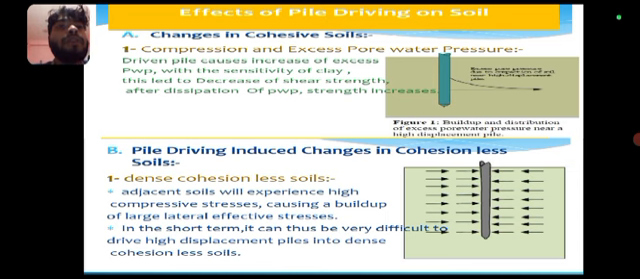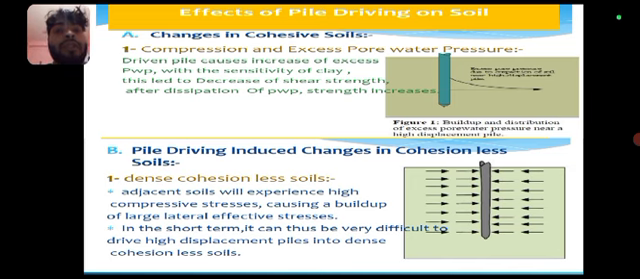After that, effects of pile driving on soil: changes in cohesive soils, compressive and excess pore water pressure. Driven pile causes increases of excess PWP with the sensitivity of clay. This leads to decrease of shear strength; after dissipation of PWP, strength increases. This is a figure of the buildup and distribution of excess pore water pressure near a high displacement pile.